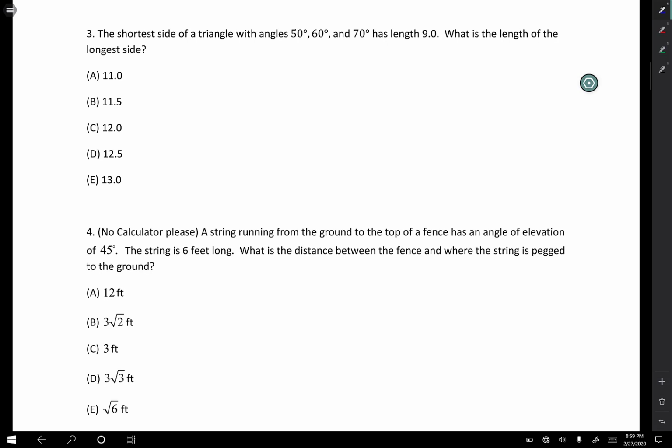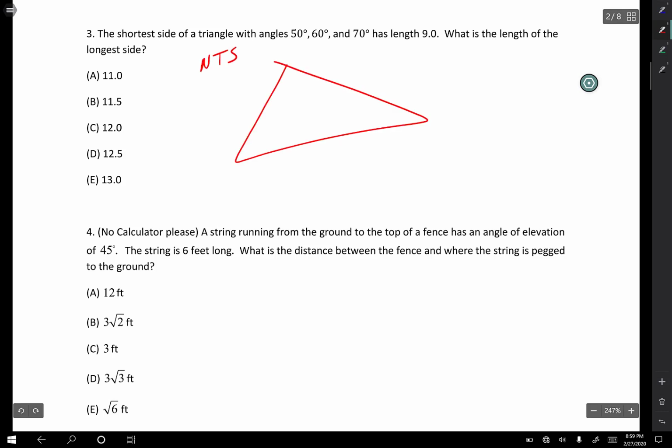The short side of a triangle with angles 50, 60, and 70 has length 9. All right, so I'm just going to draw some random triangles, not to scale. None of my triangles are to scale. So 50 degrees, 60 degrees, and 70 degrees. And the smallest has length 9. So that means the 50 degrees creates the smallest length, so I'm going to say 9 there. And what do they want? What is the length of the longest side? The longest side is created by the 70 degree one, so I'm going to put X there.